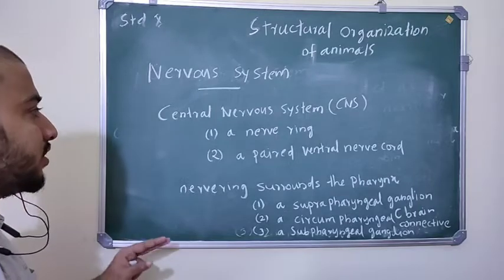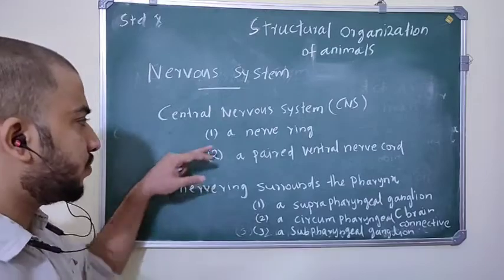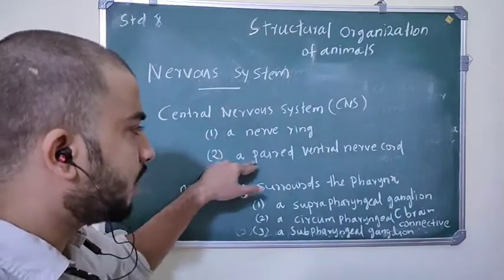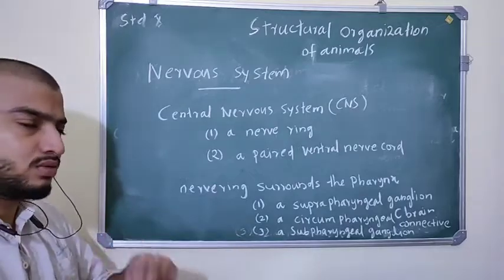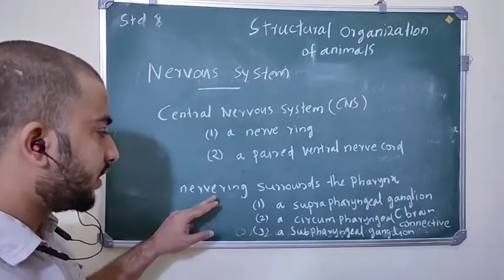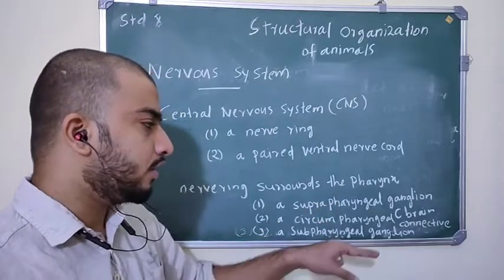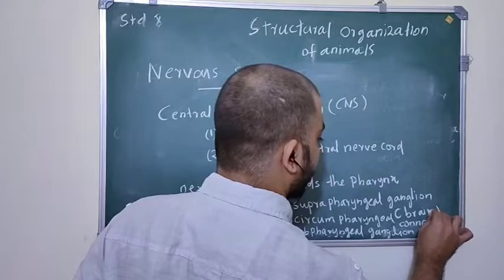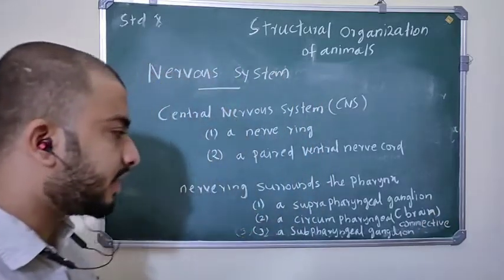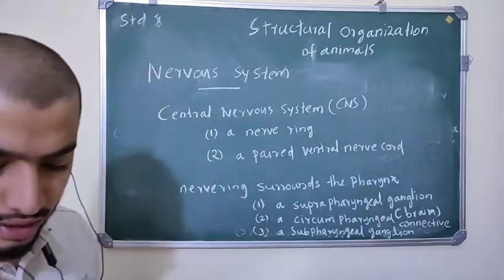What are the main points here? The central nervous system of the leech consists of a nerve ring and a paired ventral nerve cord, and this nerve ring surrounds the pharynx of the leech and is composed of a suprapharyngeal ganglion, which acts as the brain, and a circumpharyngeal connective and a subpharyngeal ganglion.